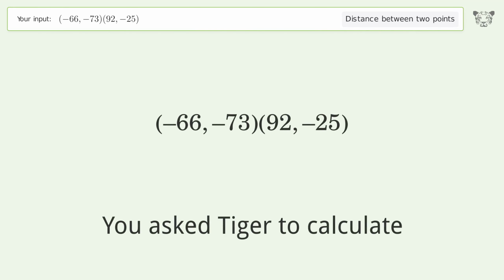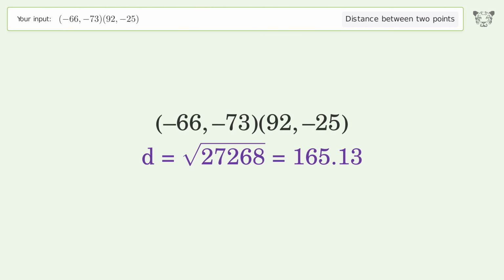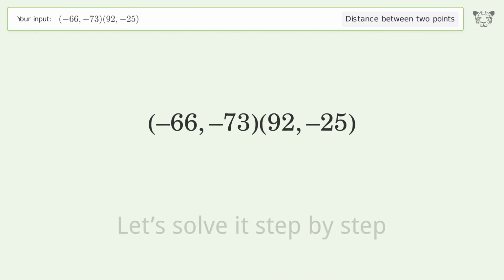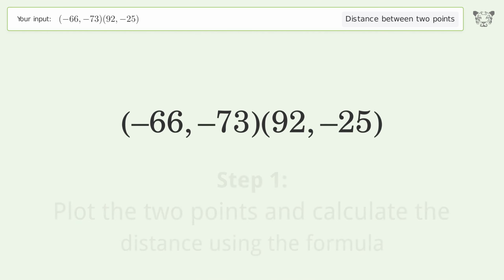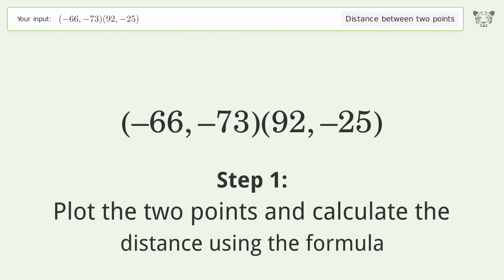You ask Tiger to calculate the distance between 2 points. The distance between the 2 points is the square root of 27,268, or 165.13. Let's solve it step by step. Plot the 2 points and calculate the distance using the formula.